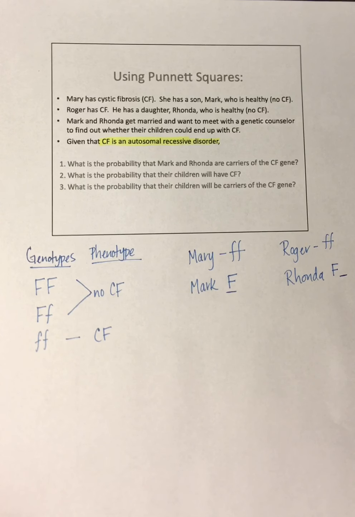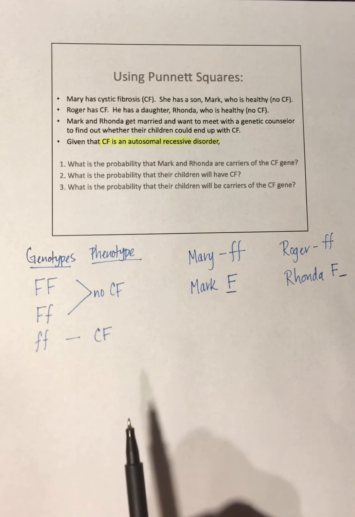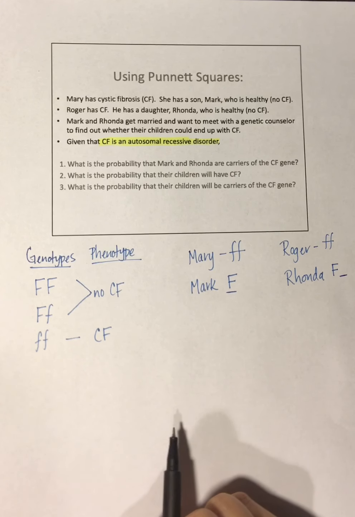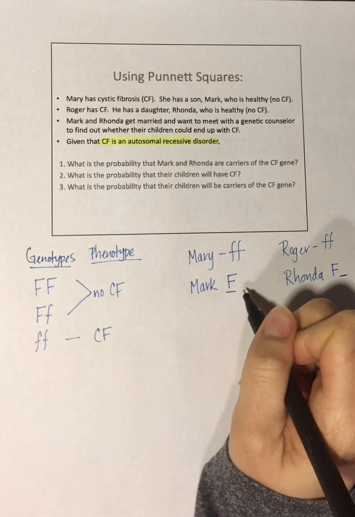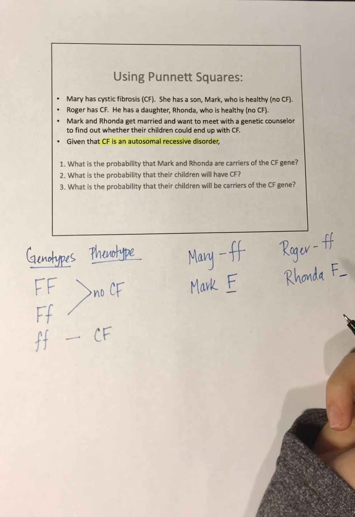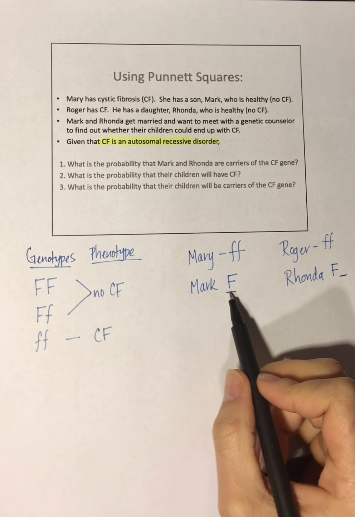So there is some information that we don't have. We don't have any information about the other parents, so Mark's father and Rhonda's mother. But we don't need that information. We actually have plenty of information already. So we know that both Mark and Rhonda have 1 dominant allele because they do not have cystic fibrosis. But we know what their second allele is because remember, we inherit our alleles from our parents.